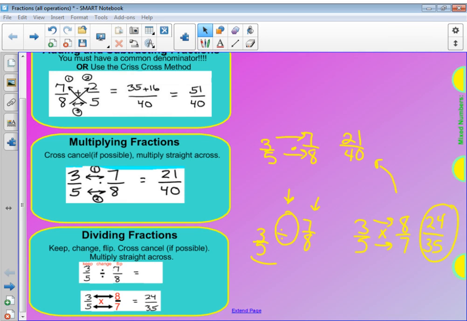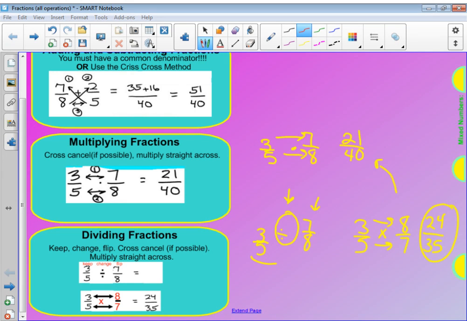Okay, so we're going to go ahead and do 8/9 divided by 4/7. That division sign is that visual cue for me. There's 3 parts of it. I have to do that 3-step process. So I'm going to keep 8/9. I'm going to change to multiplying, and I'm going to flip. So I have to flip this one to 7/4.